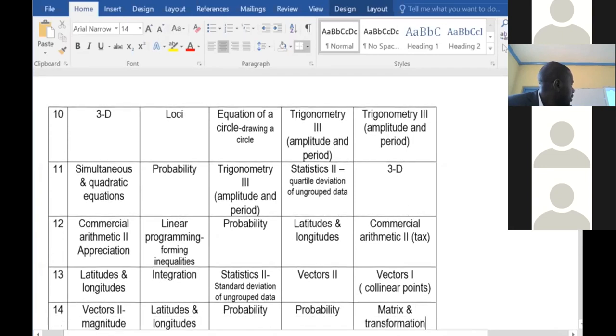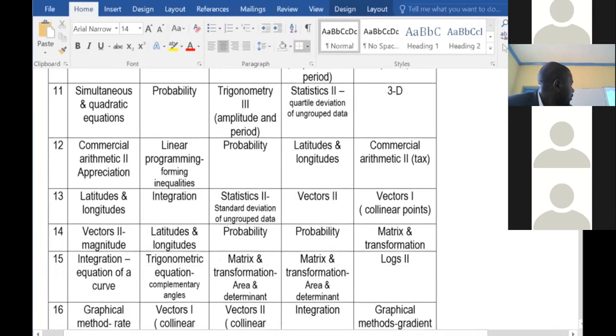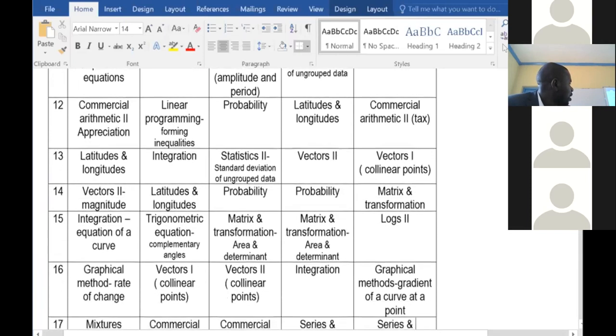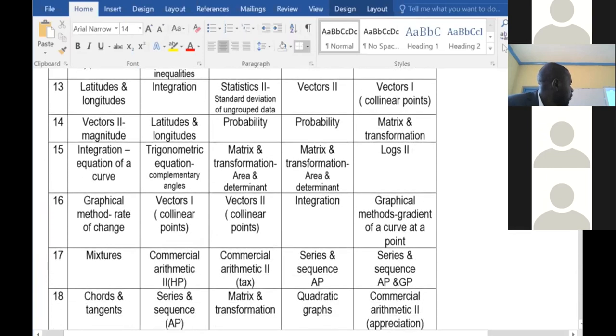When it comes to section B, you can appreciate that even commercial arithmetic alternates between appreciation, tax, and higher purchase. You can see that in 2014 it was appreciation, and another year higher purchase.